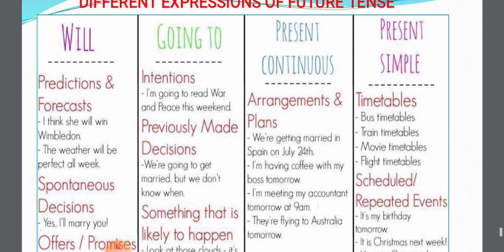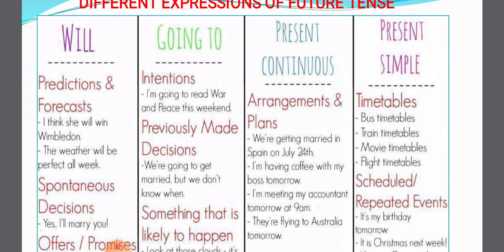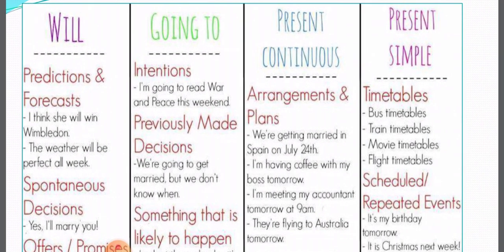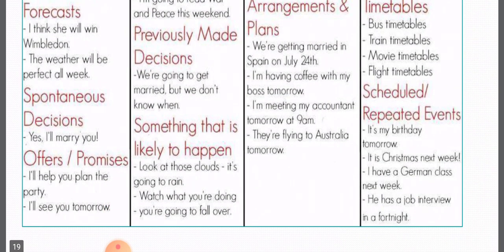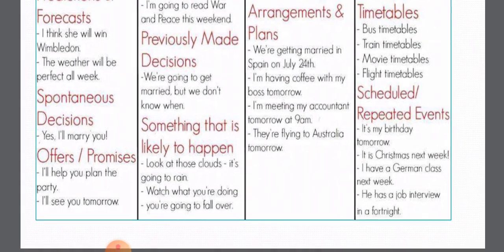Now going to is used to express intentions. I am going to read War and Peace this weekend. Here, a decision previously made. Second use: we are going to get married but we do not know when. Something that is likely to happen. Look at those clouds, it's going to rain. Watch what you are doing, you are going to fall over.